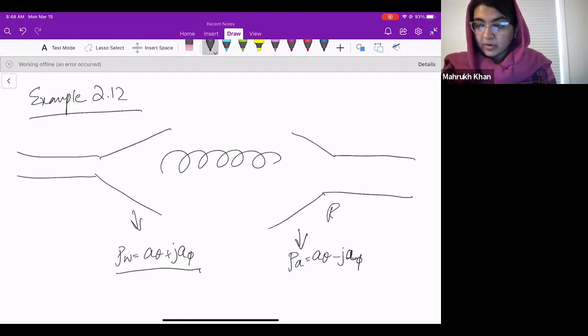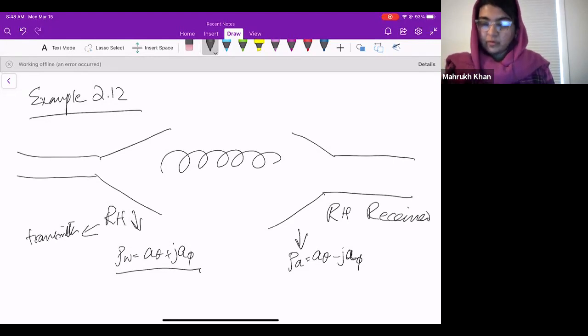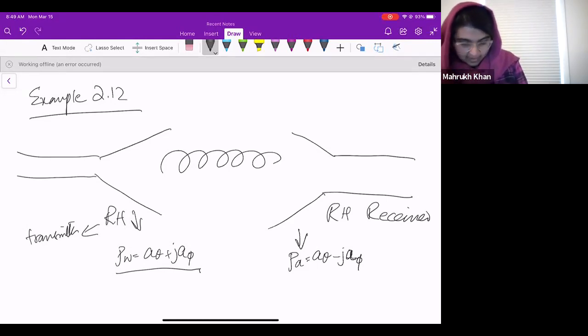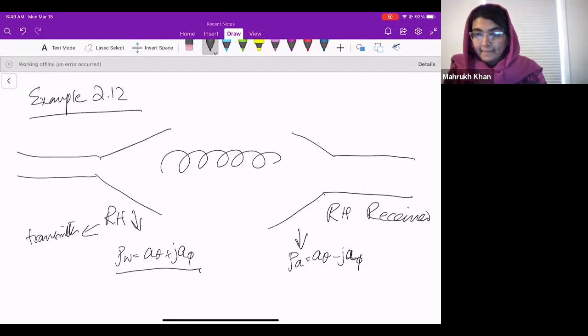That's why both are right-hand circularly polarized, but this is transmitter and this is receiver. So when we are writing these unit vectors, we are taking one thing as a reference. That's why they wrote it like this. Is it clear?